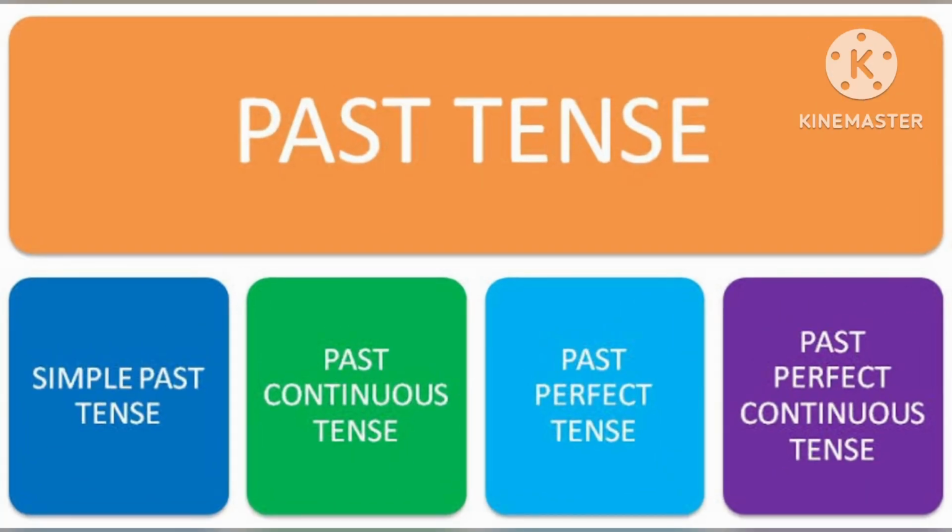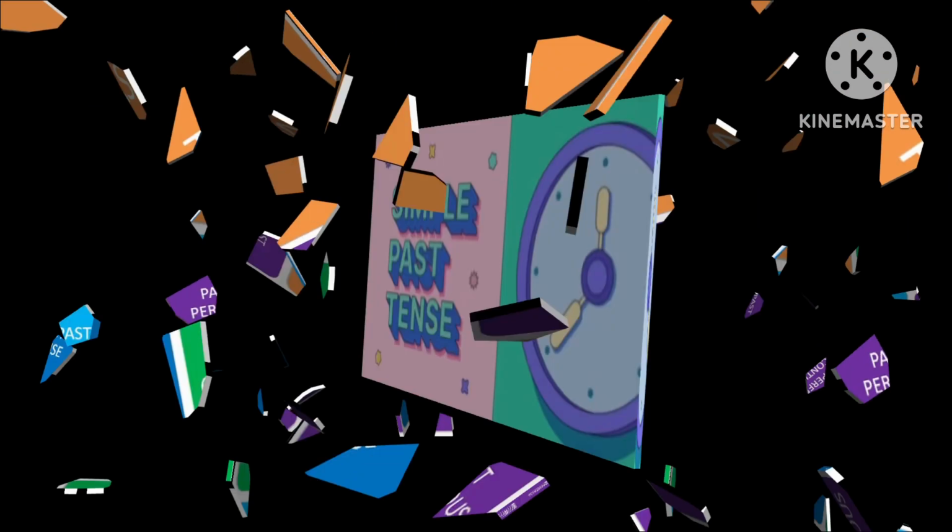Past tense is classified into four. They are simple past tense, past continuous tense, past perfect tense, and past perfect continuous tense. First one is simple past tense.